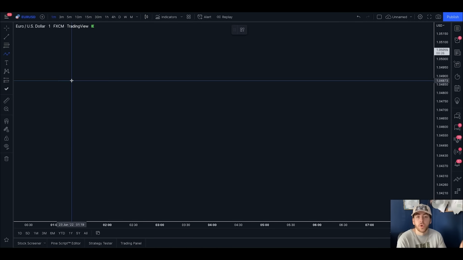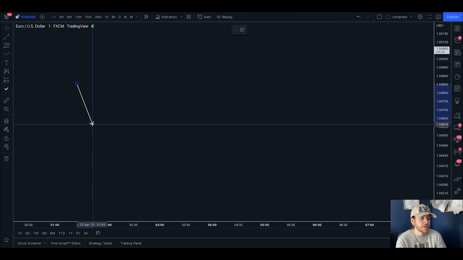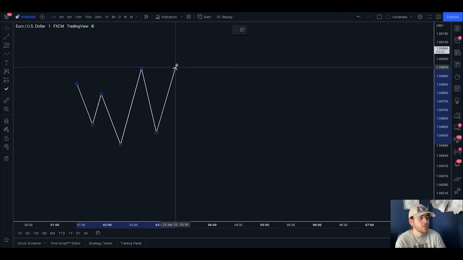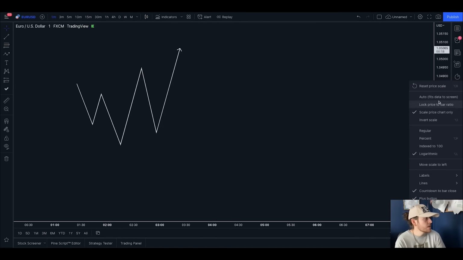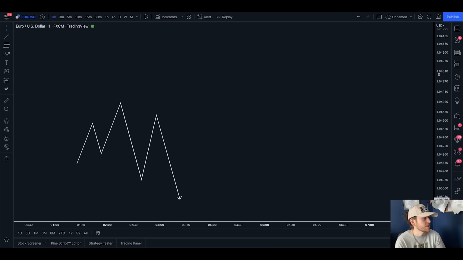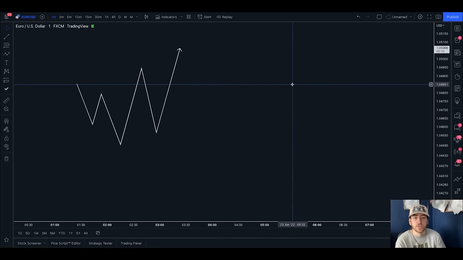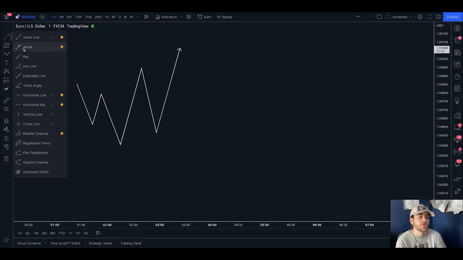So first things first, what is a confirmation entry? Well, a confirmation entry is just a shift in structure from low to high or from high to low. So basically, rather than just buying the lows in a market, rather than just buying into a downtrend or selling into an uptrend, we wait for a shift in structure. So this is structure confirmation, and this is how I get into pretty much all of my trades.